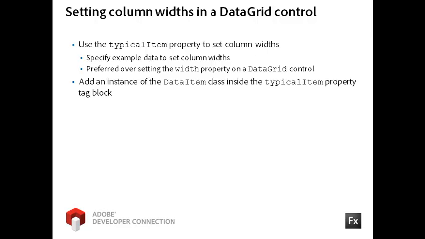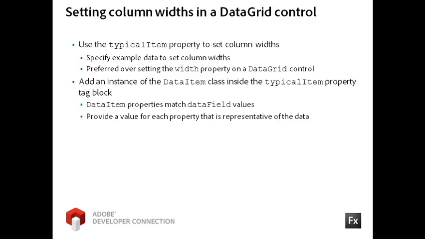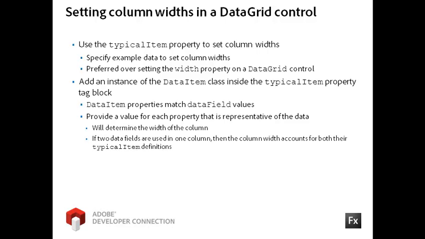You must add an instance of the data item class to the typical item property to define your example data. The data item properties must match the values you specify for the data field properties in the data grid. You should provide a value for each property that is representative of the data because it will determine the width of the column. If there are two data fields used in one column, then the column widths account for both their typical item definitions.